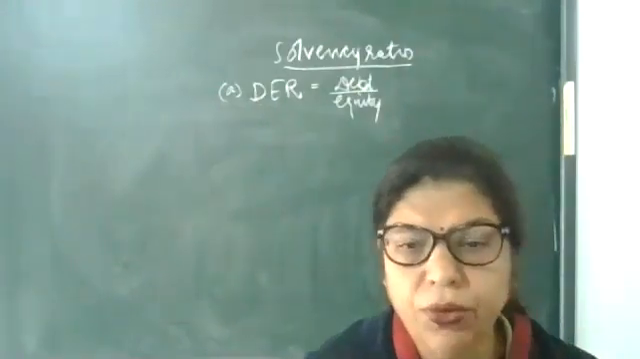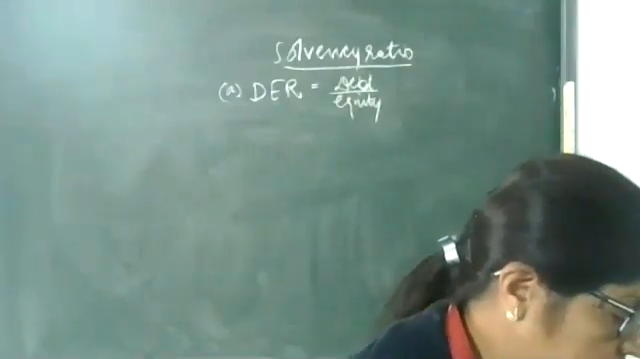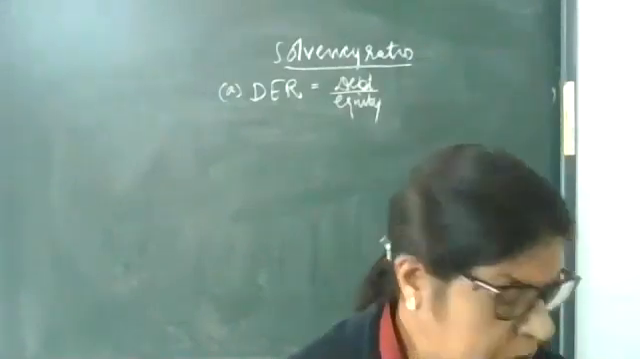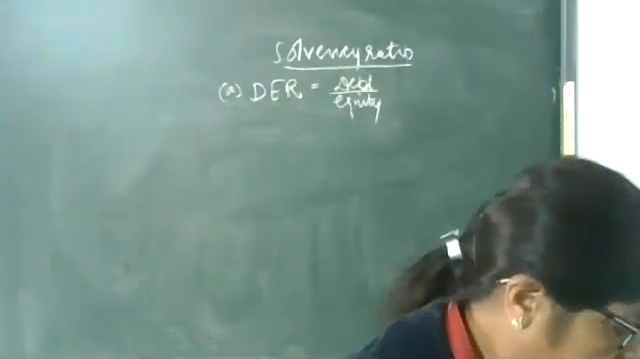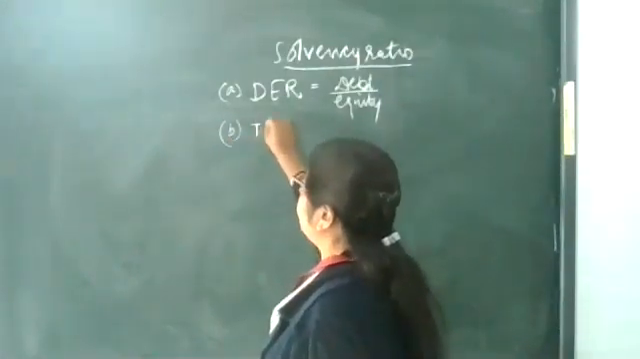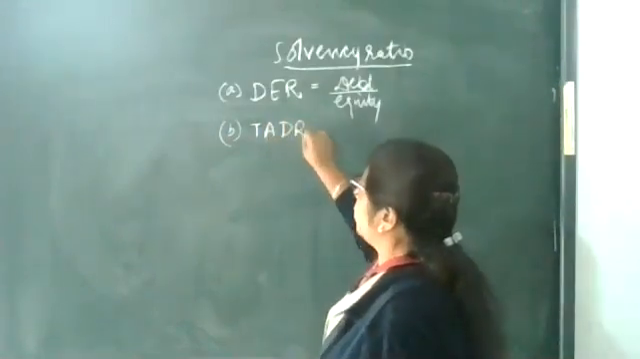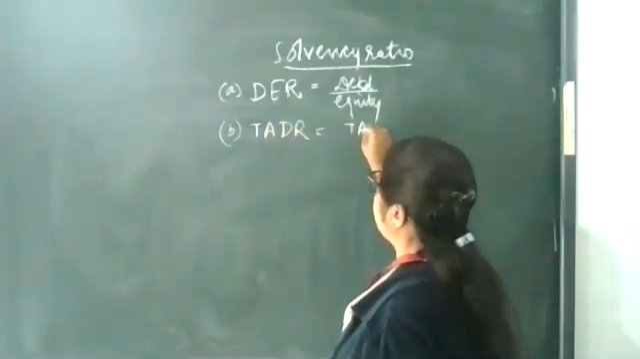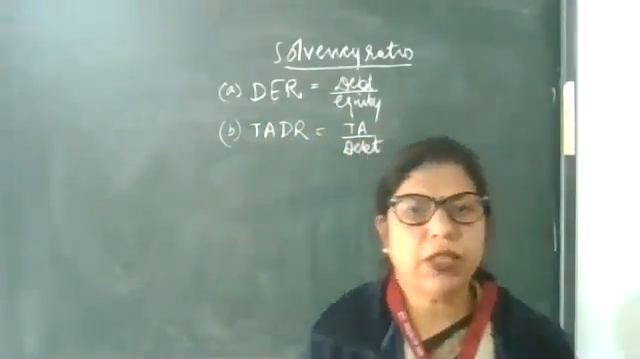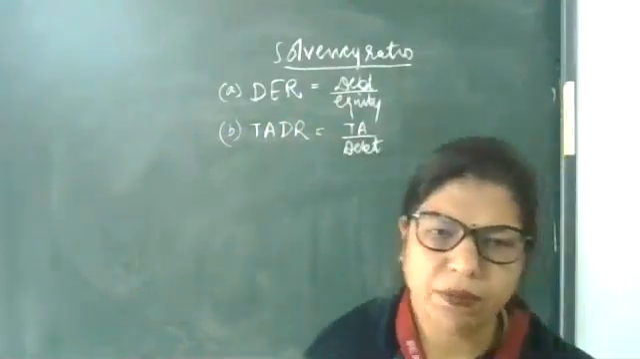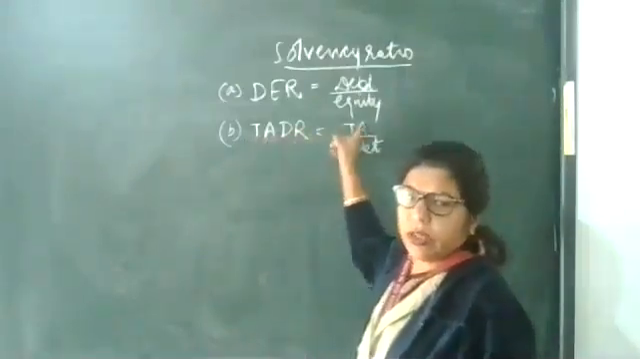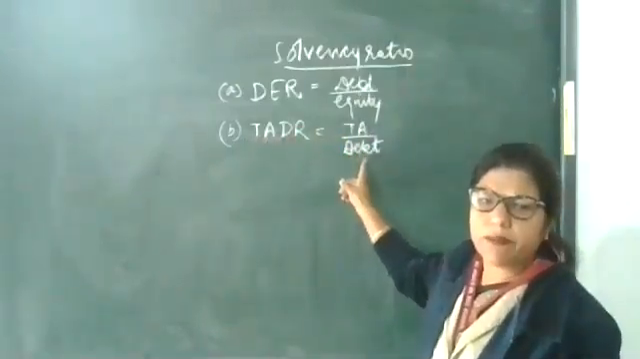Now the next ratio is the total asset to debt ratio. The formula is total asset upon debt. See how to write: A means total asset, D means debt.